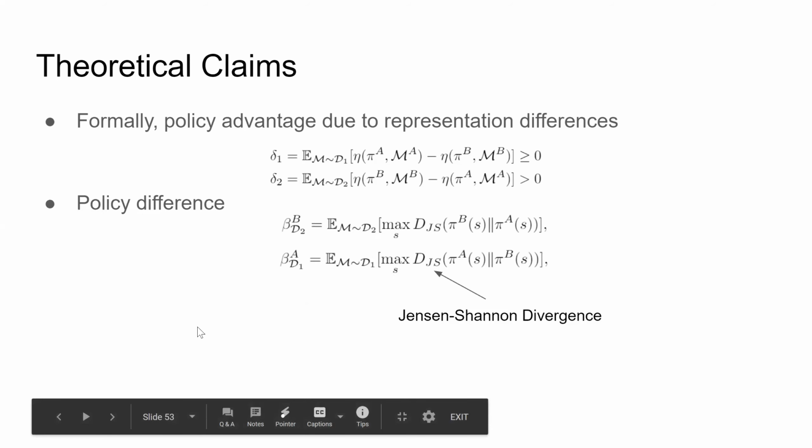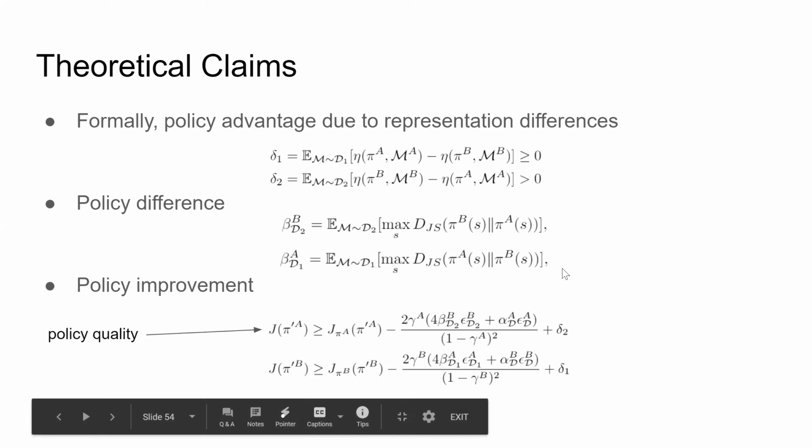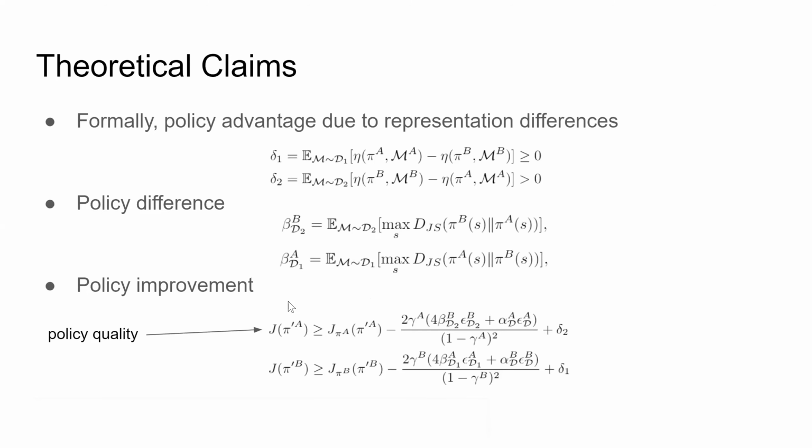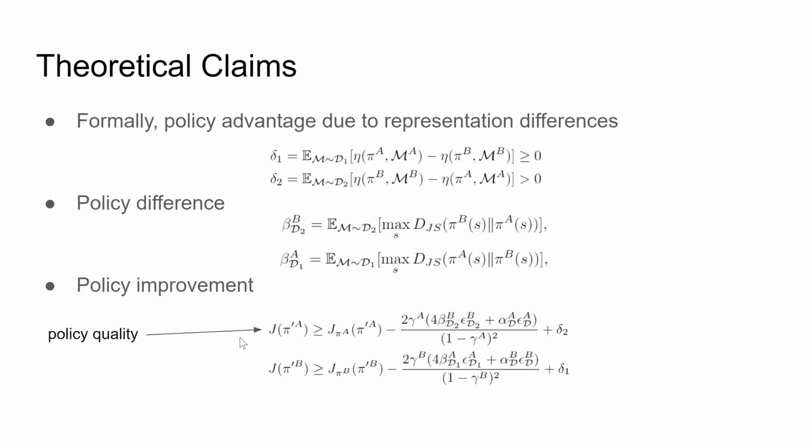And we also formulate this in terms of the policy difference. So we have two policies, and we really want to know how differently those two policies behave in how they generate the final solutions. Those beta terms are based on the Jensen-Shannon divergence, which is a way to quantify the difference. So really the theoretical claim we can make is about this policy improvement. By training the policy, here J is the policy quality, so the higher is better.